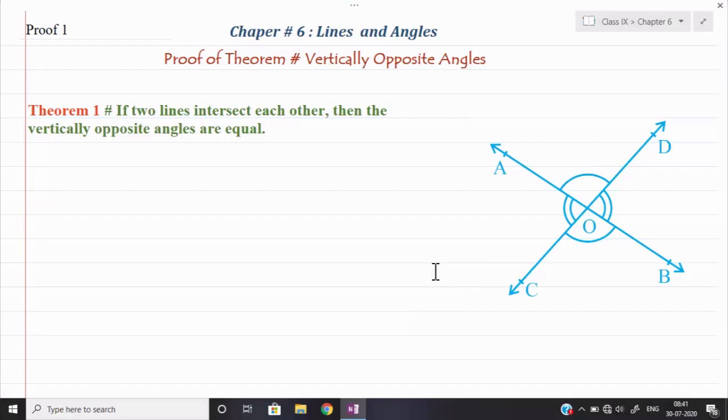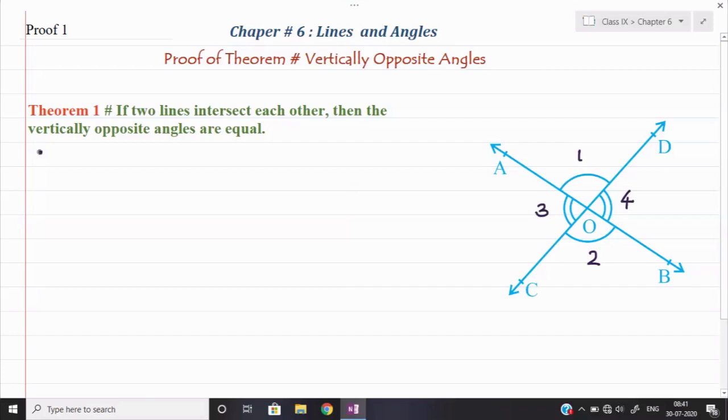For example, suppose this is my angle number 1, and this is my angle number 2. Observe, angle 1 and angle 2 are exactly opposite to each other. They are called vertically opposite angles, and they will be equal. Similarly, angle 3 and angle 4 will also be equal. So this is required to be proved.